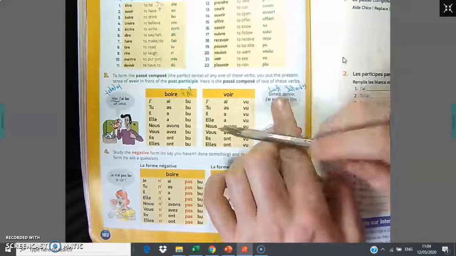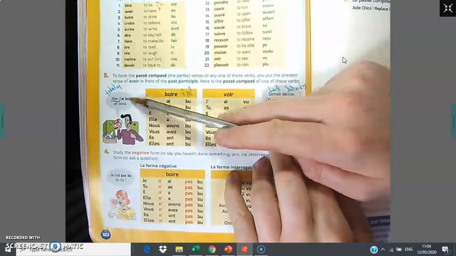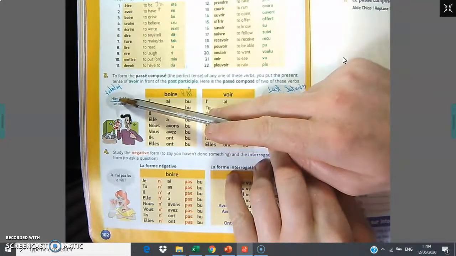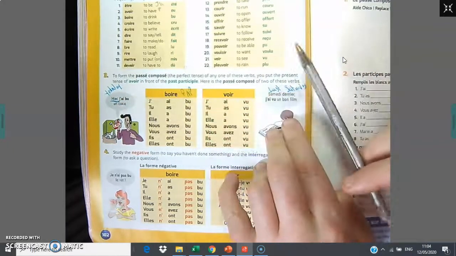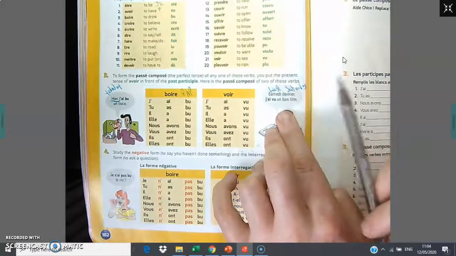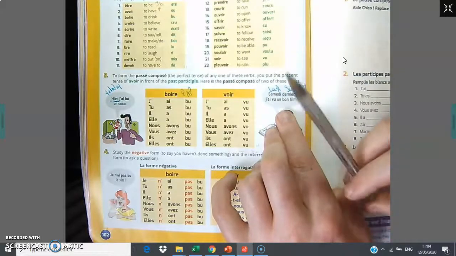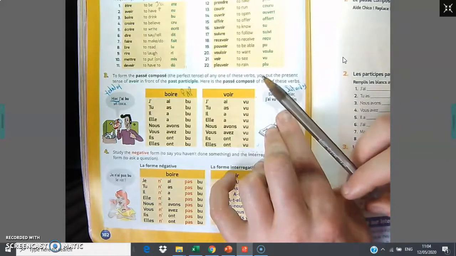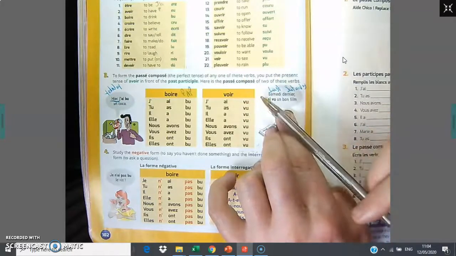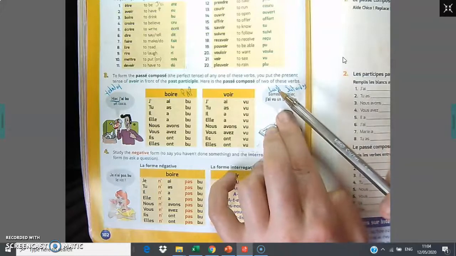We'll see those in another PowerPoint later on. There are loads of these link words like samedi dernier, hier, le mois dernier, last month, la semaine dernière, last week. Whenever you hear anything with last or yesterday or last year or two years ago, you're going to be more often than not using your passé composé.